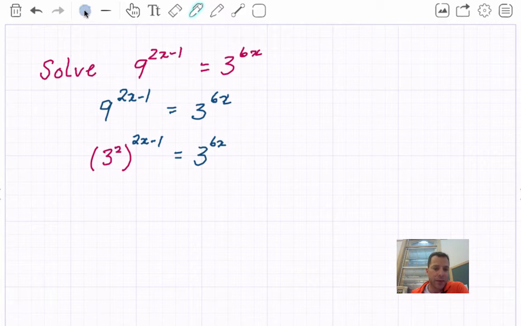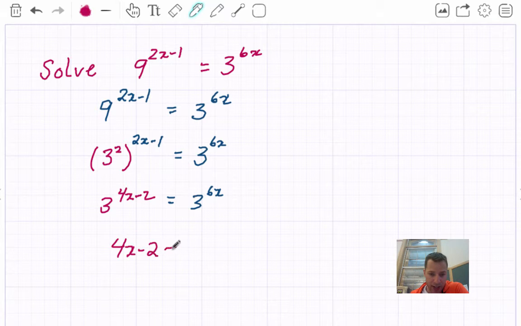Now, like I did before, with a power to a power, I'm going to multiply through. So I'm going to have 3 to the 4x minus 2. Be very careful on the distribution here. So 3 to the 4x minus 2, and I leave my other base. So now I have an equation where both bases are the same. So the equality tells us that 4x minus 2 has to equal 6x.